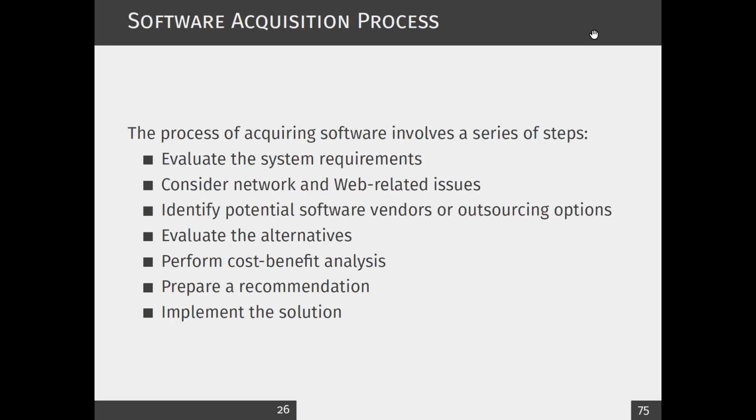So for the software acquisition process, if you look at the different stages, you can evaluate the requirements, and then you can consider network and web related issues, identify software vendors and outsourcing options, because usually when you want to purchase, there could be several vendors or outsourcing options. Now, once you have them, you need to evaluate them. You have to perform one of the financial analyses that we have discussed earlier, and then you make the recommendation on which one to choose. And finally, you are going to implement the solution.